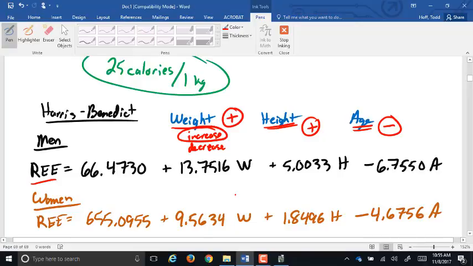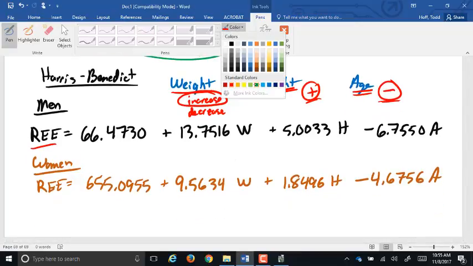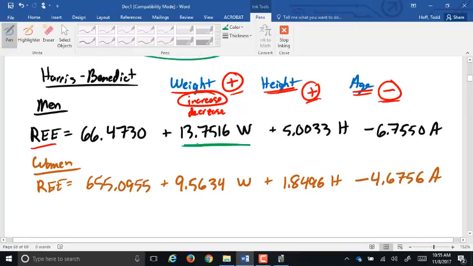Weight is positive again. Height, positive or negative? Positive. And age, positive or negative? Age is still negative. So it's the same type of relationship, but you'll notice the strength of the relationship is different. If a male increases their weight by 1 kilogram, does that change their energy expenditure more or less than it would for a female who increases their weight by 1 kilogram?